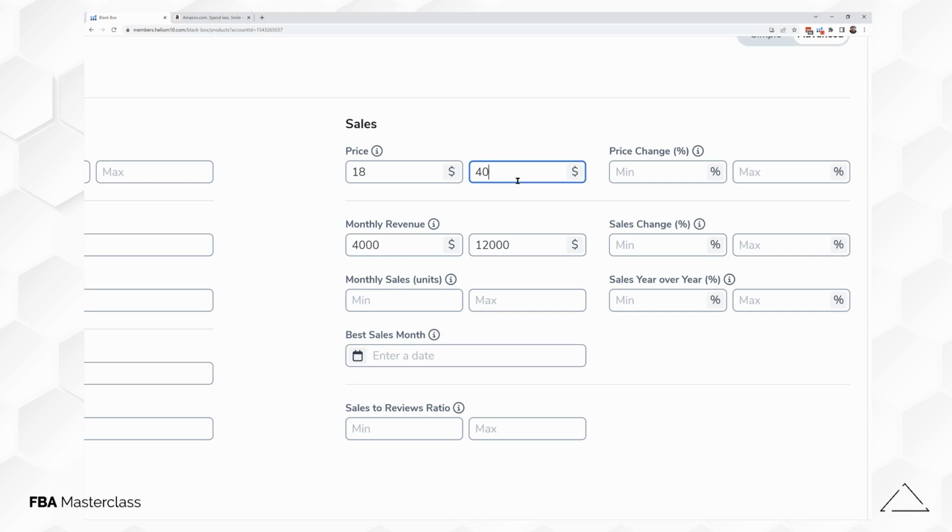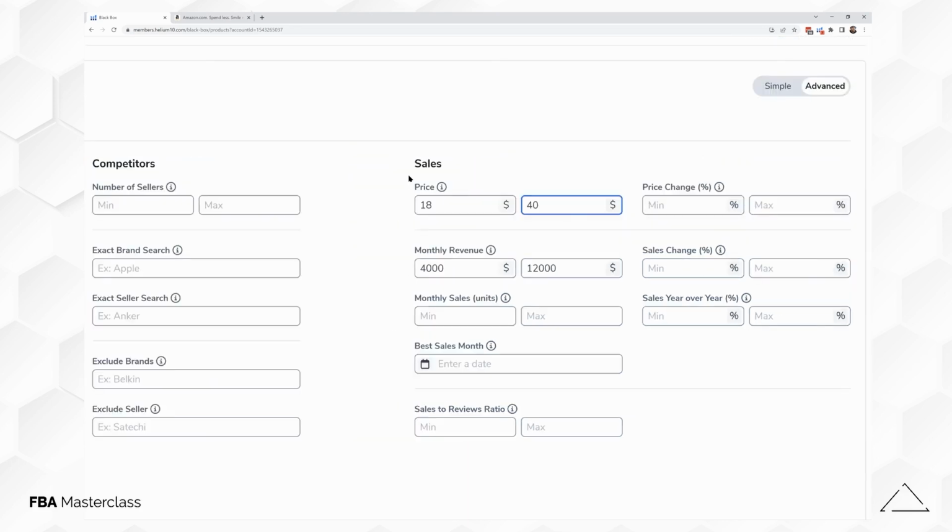Now, on the flip side, let's say you are a big baller and you've got tons of money. I might put a minimum of 50 or 60, because these higher-priced items by definition have less competition. So you might want to do that. But again, no magic number here. We're just doing a sample. Let's do 18 to 40.